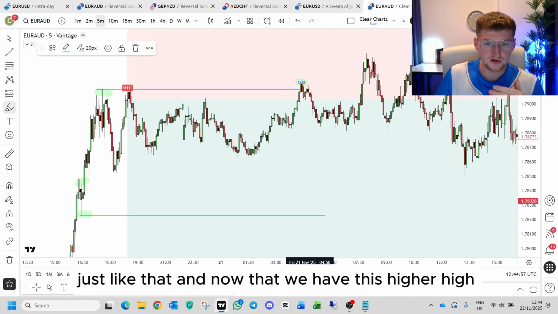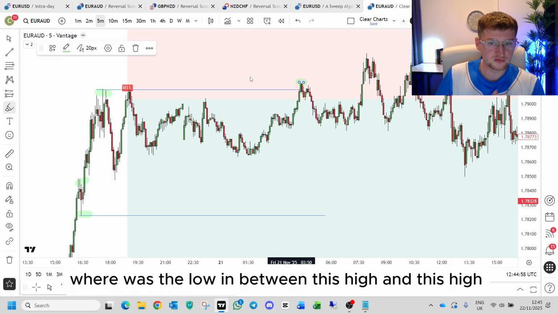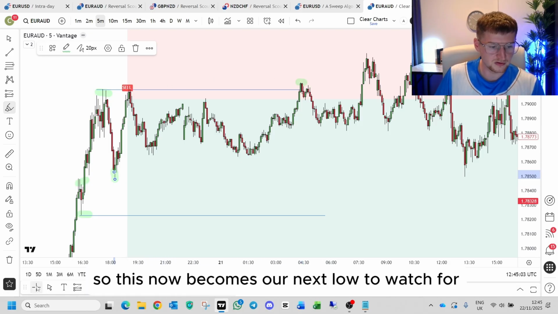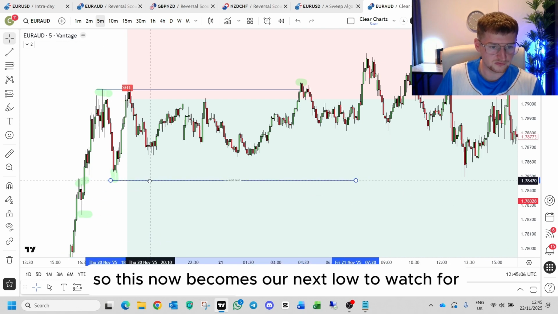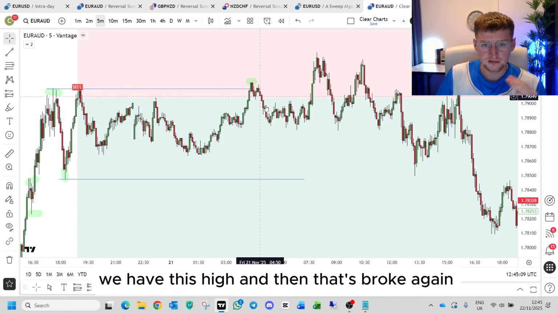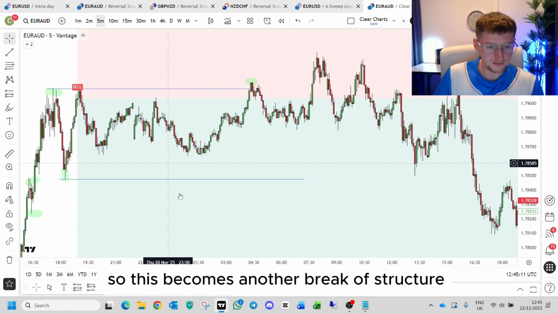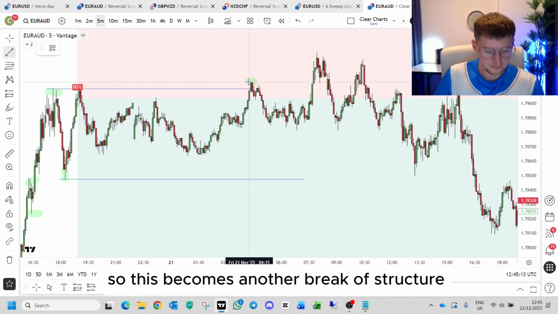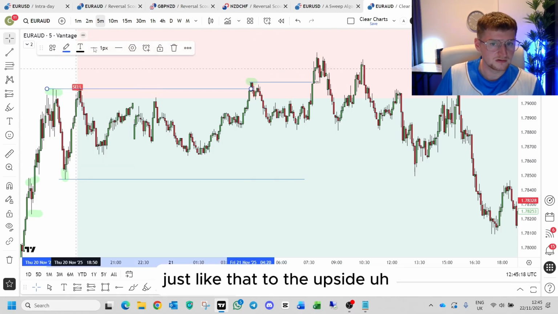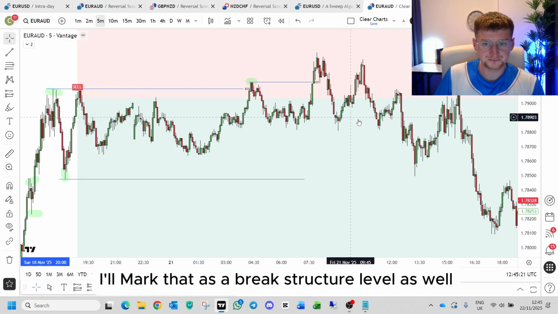And now that we have this higher high, where was the low in between this high and this high? Well, it was here. That was the lowest point. So this now becomes our next low to watch for a change of character. We have this high, and then that's broken again. So this becomes another break of structure to the upside. I'll mark that as a break of structure level as well.